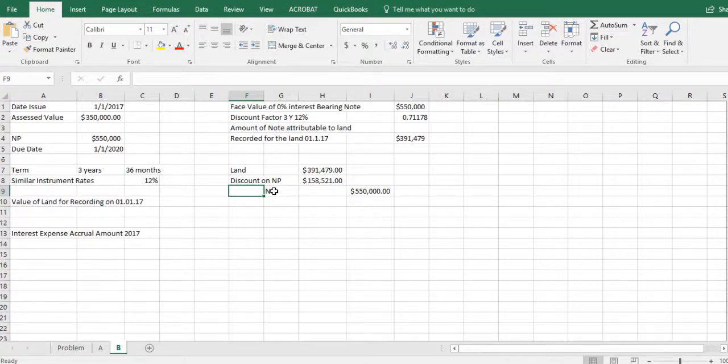We would need to amortize this discount over a period, meaning that the carrying value of our note is going to change periodically. It's going to change when we recognize our interest expense.